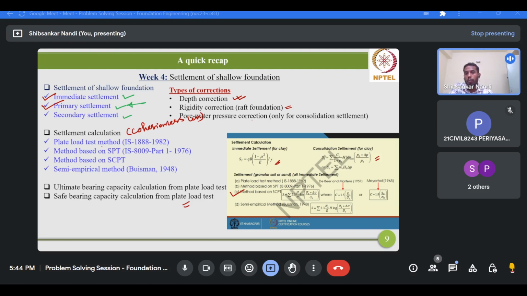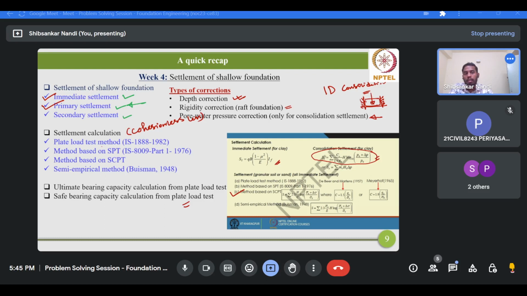Now coming to pore water pressure correction, and again this part is valid only for consolidation settlement. This consolidation settlement expression is derived on the basis of 1D consolidation theory. If you go through the consolidometer test, the radial direction is confined, so no movement along the radial direction is allowed. Only the movement or settlement is allowed in the vertical direction.